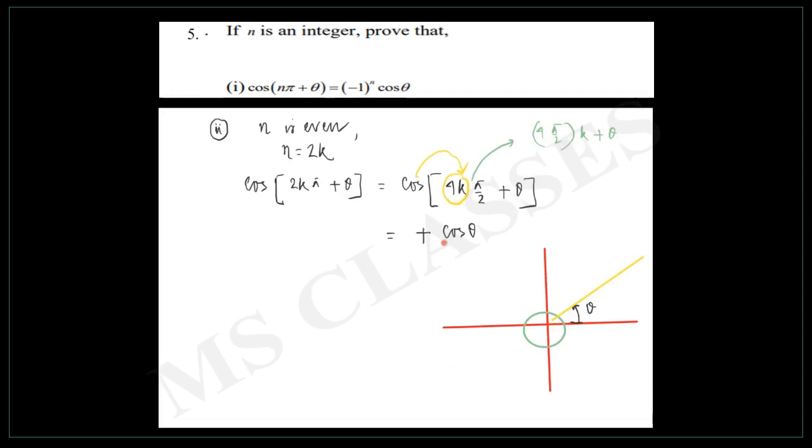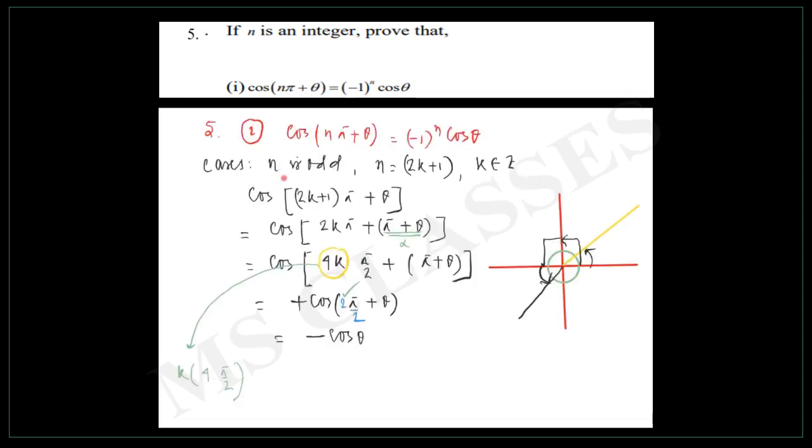Now here, what you have is n odd: 2k plus 1. You put 2k plus 1 and simplify. First point, you have to substitute. Then you have to simplify.